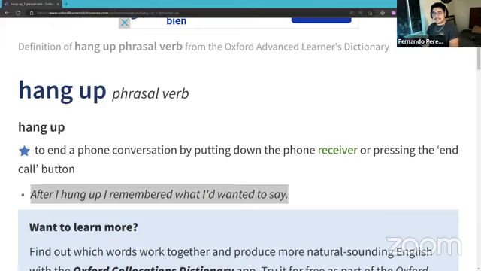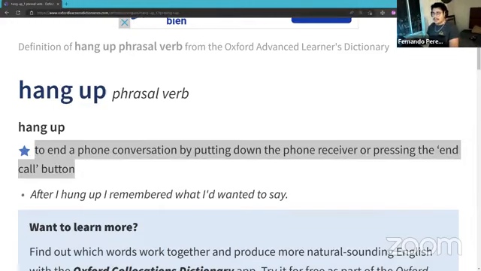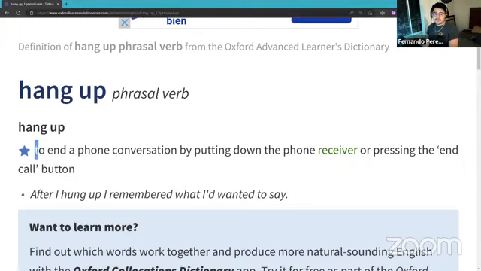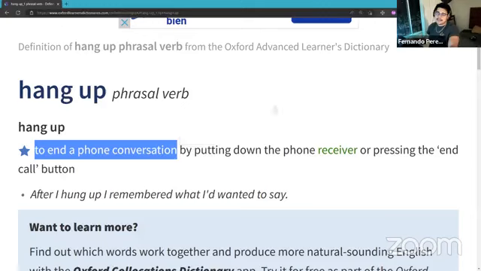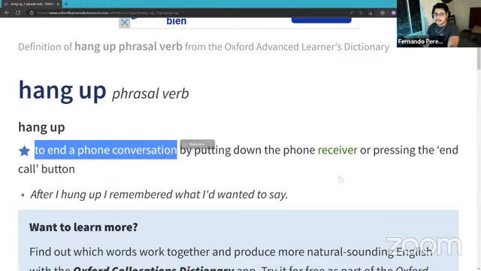I'm going to show you a strategy to learn phrasal verbs. You are going to read the definition very carefully, and then you are going to find a simple synonym that can substitute or replace the phrasal verb. For example, according to the definition, hang up is to end a phone conversation. That's the most relevant synonym. So in this example, after I hung up, I can replace the words hung up with this phrase.